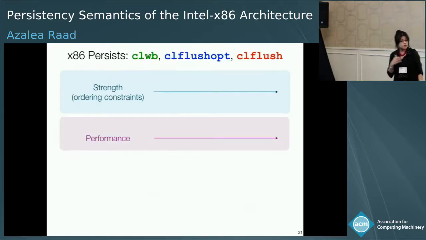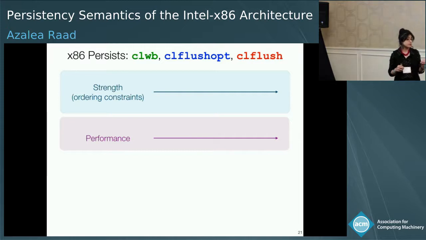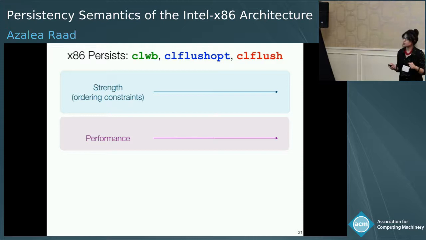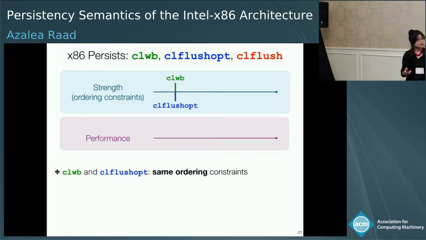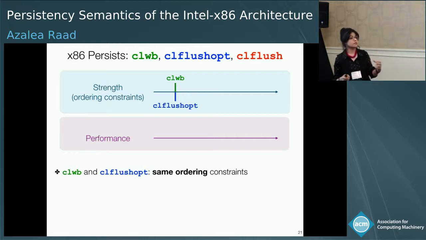Now, I said that there are 3 of these persist instructions: the write back, the flush optimal, and the flush. And I just want to tell you briefly the differences. And in fact, there are differences. They vary both in terms of their strength and in terms of their performance. And by strength, I mean in terms of the ordering constraints that they impose on the execution. In particular, the write back and flush optimal have exactly the same ordering constraints. So from a theoretical specification point of view, there is no difference between them.